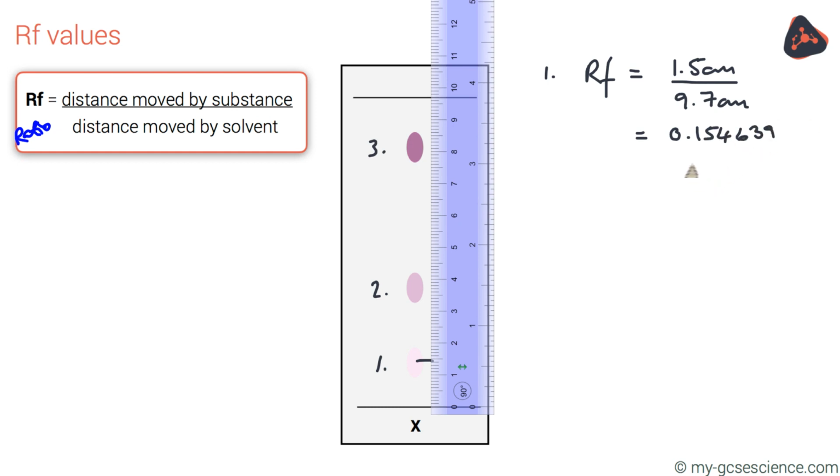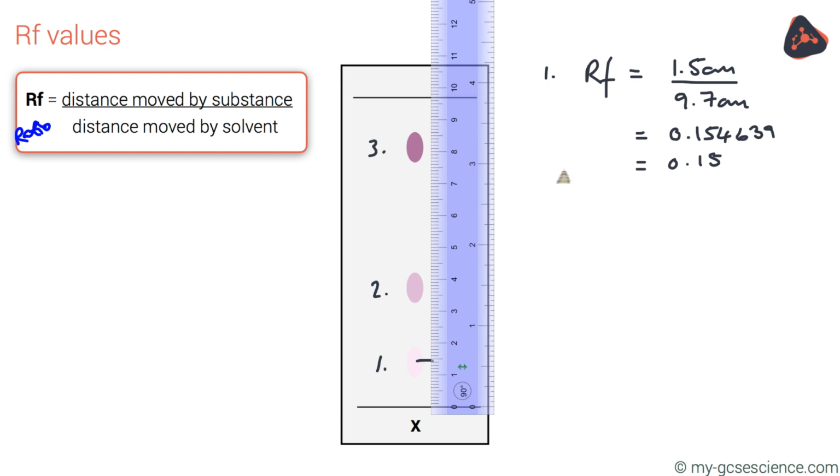We'd normally be asked to give this to a specific number of decimal places, such as 2 decimal places, so we need to round this to 0.15. Because we have centimetres on the top and the bottom, we don't need any units here. This is because it's a ratio and the units cancel out. So the RF value is 0.15.